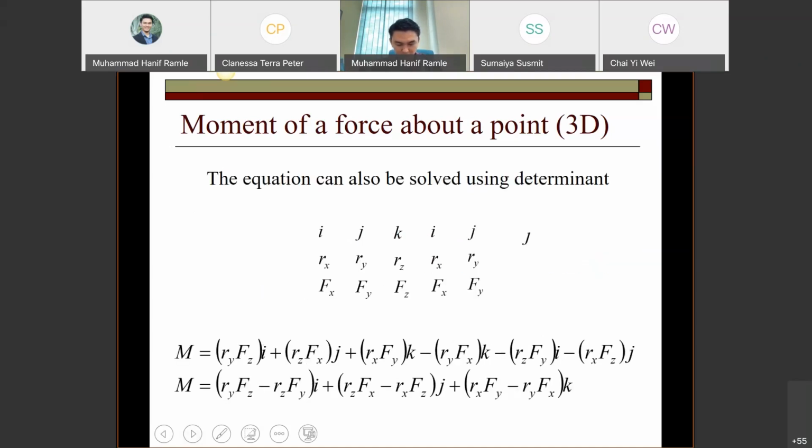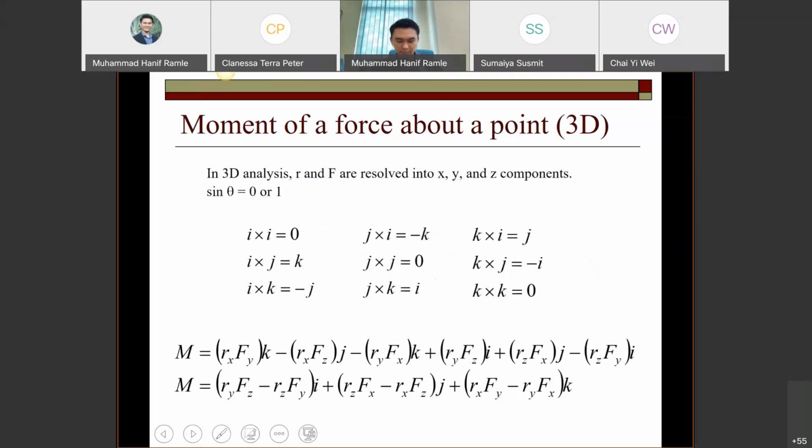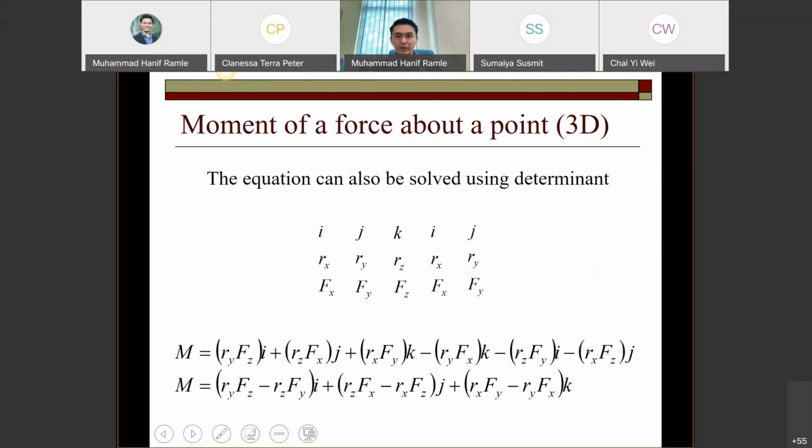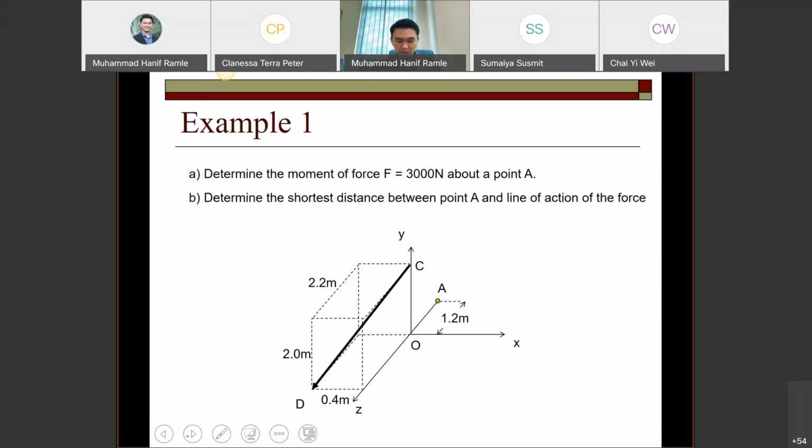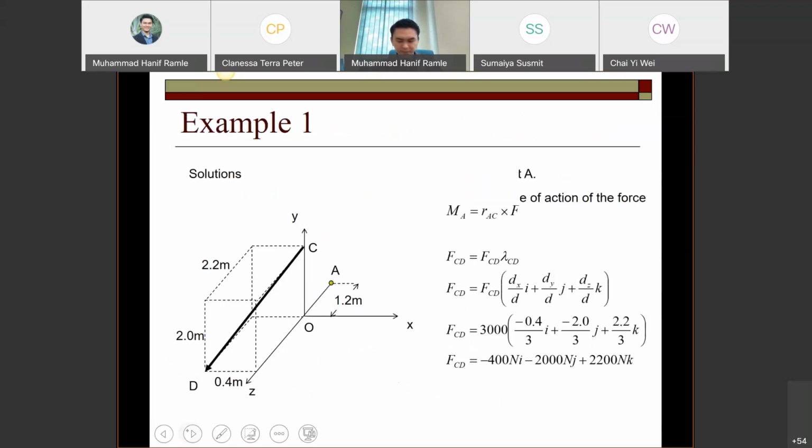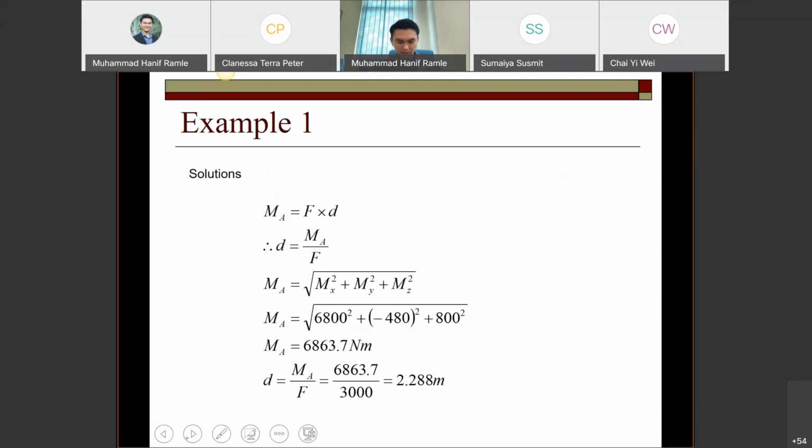Basically, what you should be aware of is that we have two different methods. The first one is to identify the cross product directly, and the second is the determinant method, which is simpler than before. There was also an example that you learned last week, about the shortest distance, where you learned how to find the shortest distance using the moment equation.